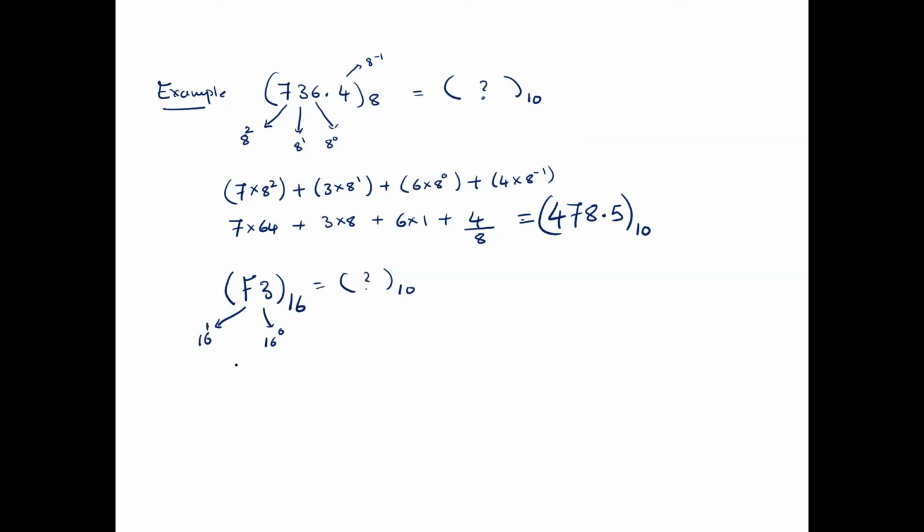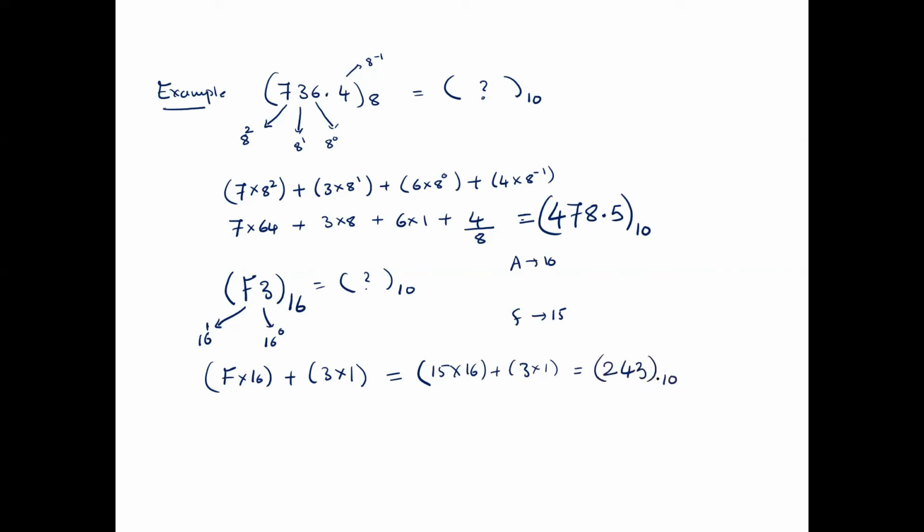Now simplify this one. F into 16 plus 3 into 16 raised to 0, which is 1, right? And what is the value of F? It is 15, because A represents 10 and F represents 15. So 15 into 16 plus 3 into 1 turns out to be 243 to the base 10.